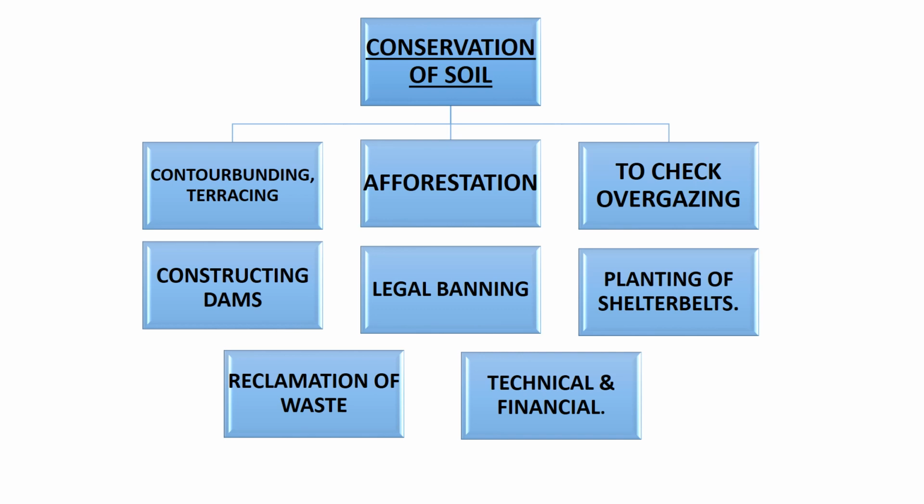Seventh, reclamation of waste. Saline or waterlogged land is needed. Crop rotation should be practiced, which can increase the fertility of the soil and stop soil erosion. Last point is technical and financial help should be given to the farmers by the Government of India. It is necessary to adopt soil conservation methods.